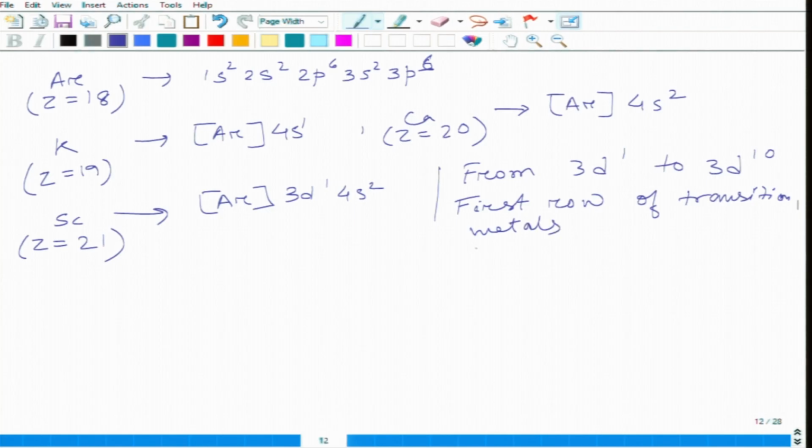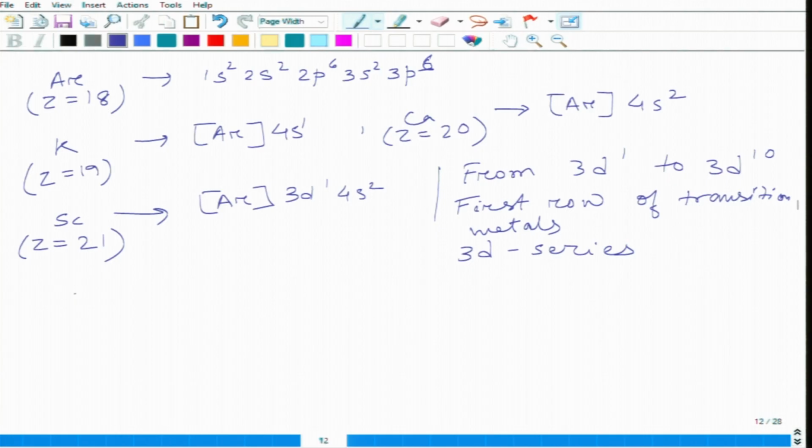Okay, or the 3D series. Similarly, 4D series and 5D series are also there. Those are called second row of transition metals and third row of transition metals. So, the configuration of transition metals are written like this.